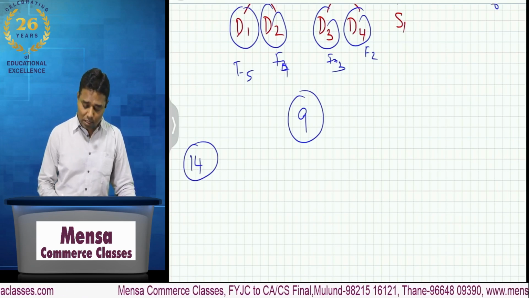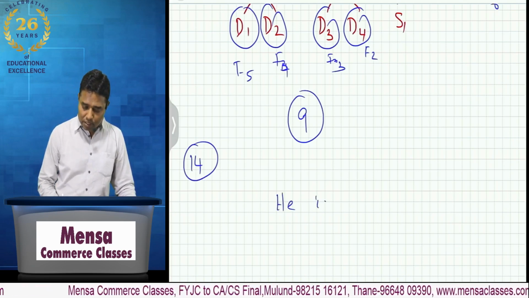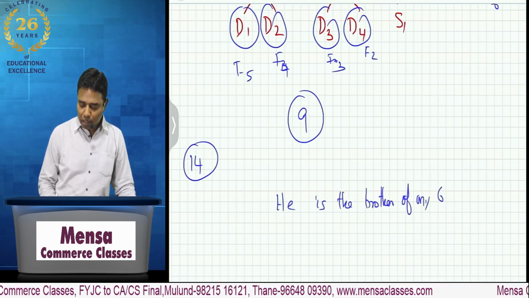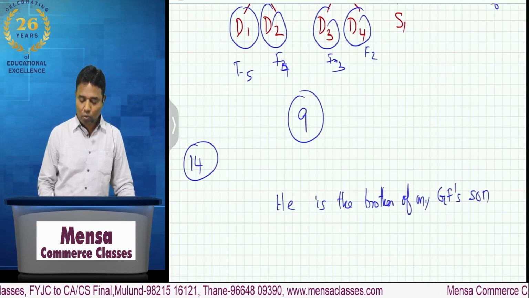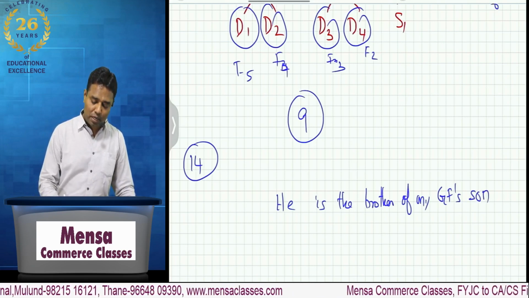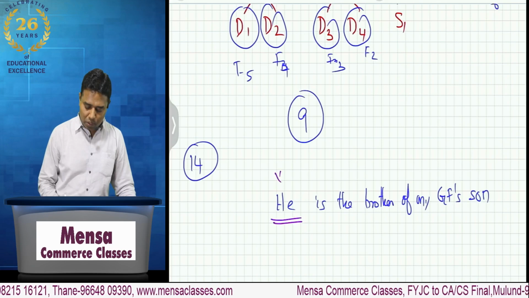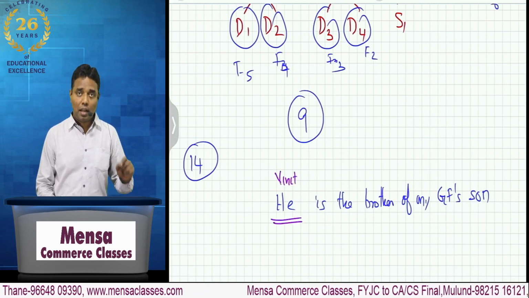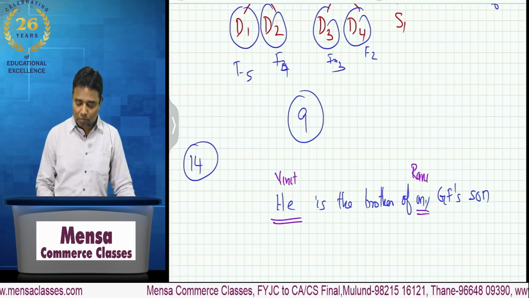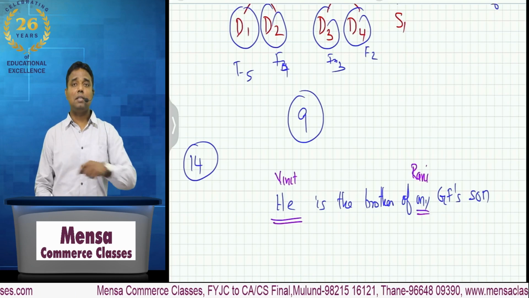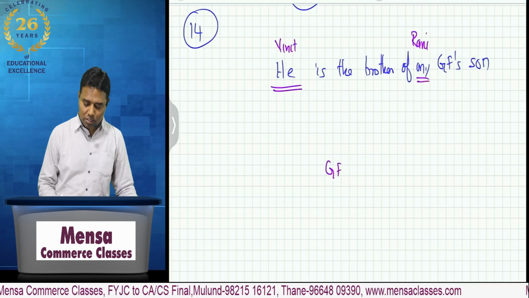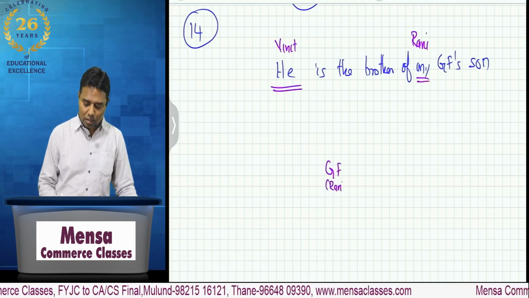So what is the sentence written here? Rani says he is the brother of my grandfather's son. Who is saying that? Rani. By seeing whom? Vinith. Correct? So let's write it here. This is Vinith, and Rani is seeing Vinith and saying he is the brother of Rani's grandfather's son. Correct? So how is the chart? The older generation comes first. Grandfather. Whose grandfather? Rani's grandfather.